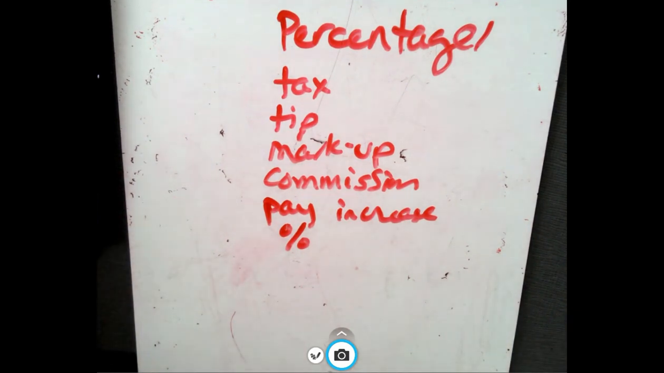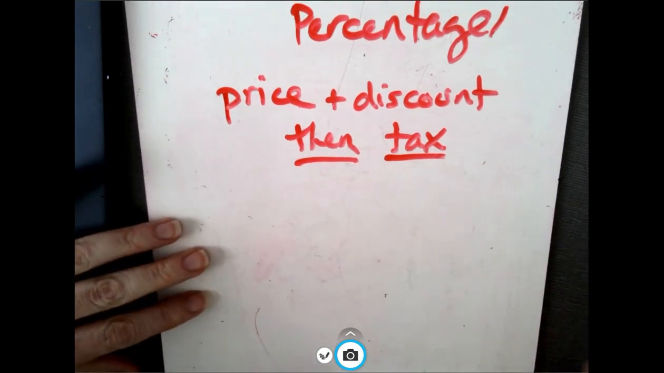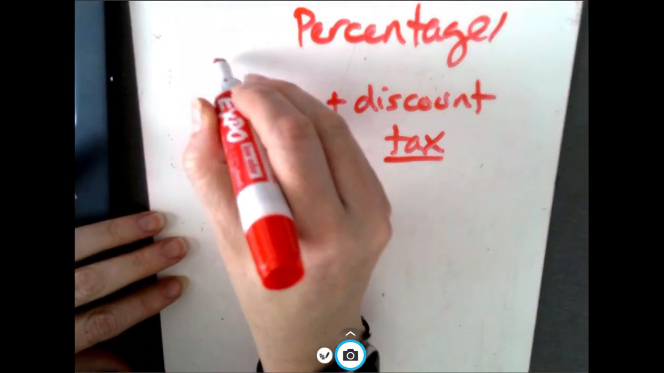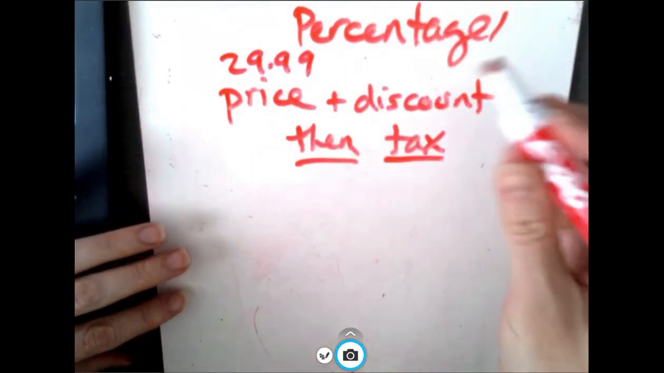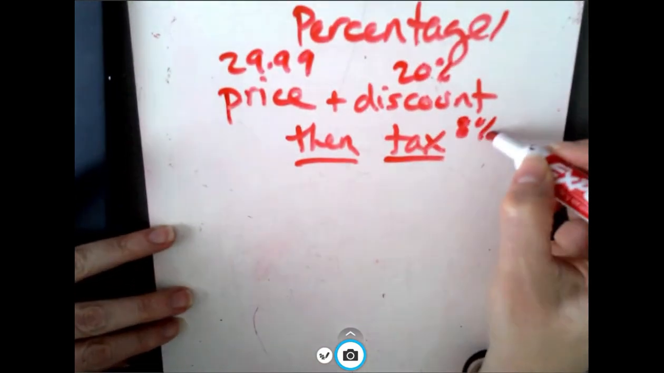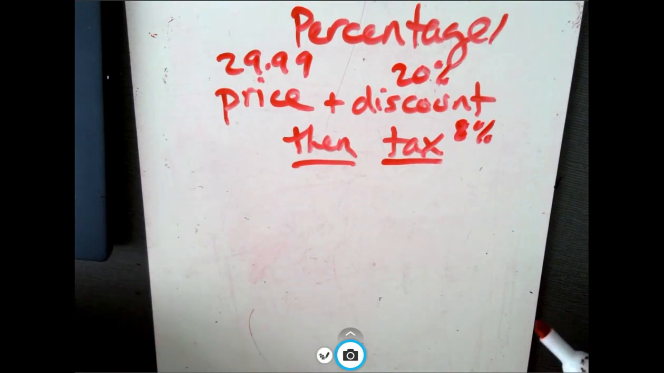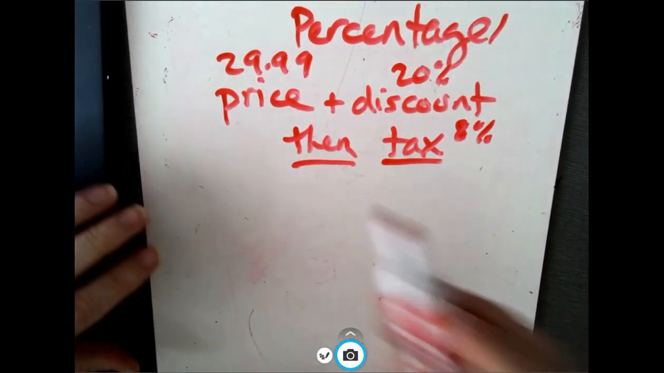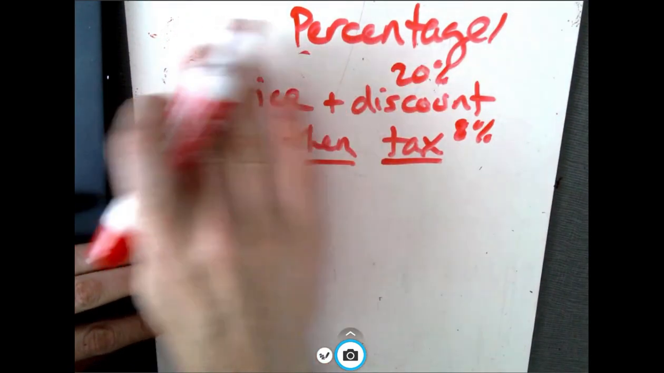So let's look at a couple of those questions. Okay, so one type of question you're going to get is where it'll give you the price. Let's say something is $29.99 and the discount is 20% and then has an 8% tax rate. Now, most of these questions are going to say approximate. So feel free to round to make your life easier.